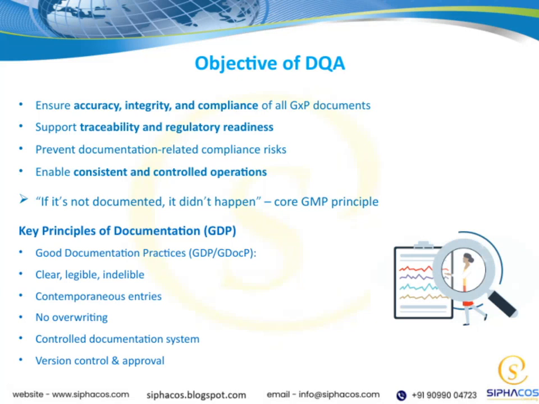The objective of data quality assurance, or DQA, is to make sure that all GXP documents are accurate, complete, and compliant with regulatory standards. This helps support traceability, meaning we can track everything clearly, and ensures we're always prepared for inspections or audits. It also plays a key role in preventing compliance risks that could arise from poor documentation. Ultimately, DQA enables us to maintain consistent and controlled operations across all processes.